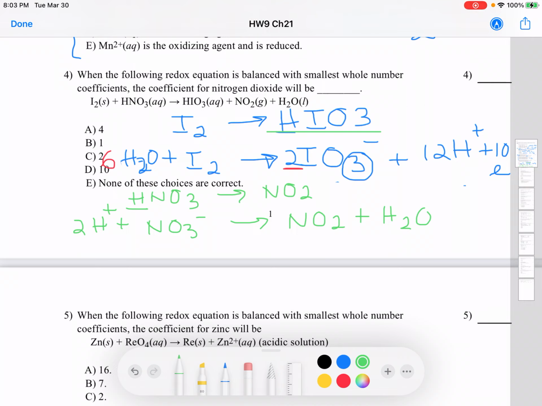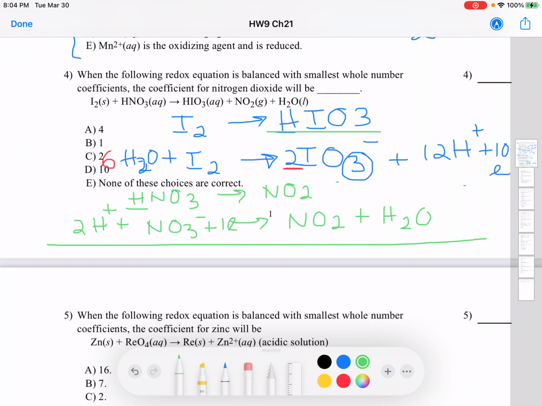We have to balance our electrons. So plus 2 minus 1 equals plus 1. So the charge is going from plus 1 to 0. NO2 is 0, water is 0. Plus 1 goes to 0, meaning gaining an electron. So the number of electrons, 1 electron to the left. Now we have both half cells, right? We can add them together to get the complete balanced equation.